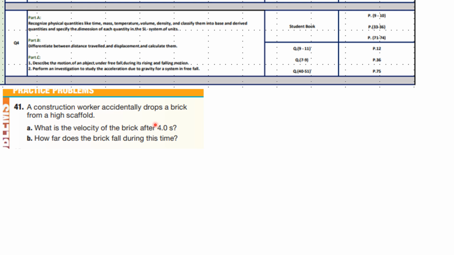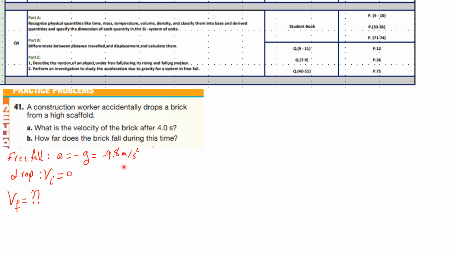Okay, so a construction worker accidentally dropped a brick. This is question 41. It's about free fall, I guess. Free fall during rising or falling motion. Okay, so drop, what does the word drop mean? It means without any initial velocity. So it's an example of free fall, where the acceleration is, don't forget, minus 9.8. So in the case of a drop, the initial velocity equals 0.